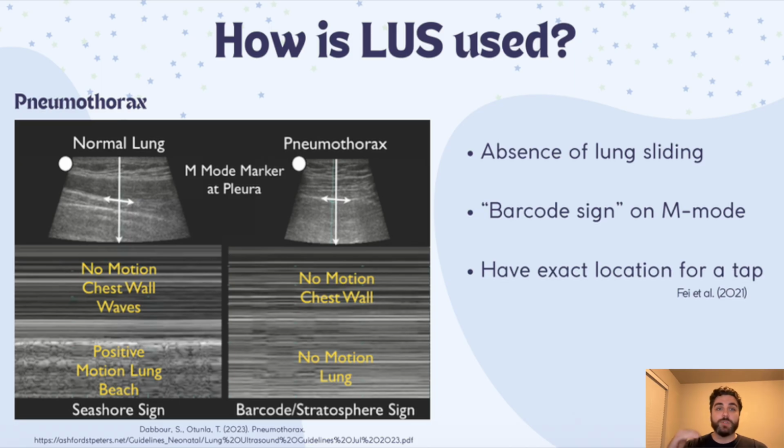However, on the right, if you see, it looks all like a barcode, no motion, no movement there. That means that everything is still. There's air between the lung and the pleural lining, so everything's just kind of standing still and you can't see that lung sliding. That indicates the presence of a pneumothorax. Of course, there are other clinical signs, so a judgment is required here as well.